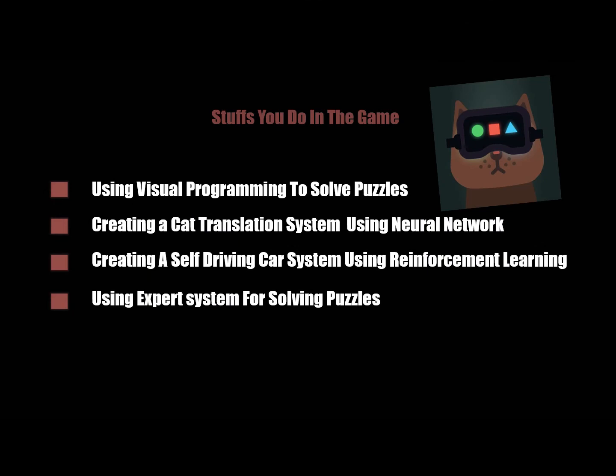So, talking about the stuff you do in this game when you are going through the missions. You'll be using visual programming to solve puzzles that will be introduced to you. You have to solve these puzzles in the best amount of time and cost, so accuracy is essential in this game. You'll be creating a cat translation system using a neural network, and you'll have to create a self-driving car system using the reinforcement learning concept, and you will use expert systems in various puzzles during the game.